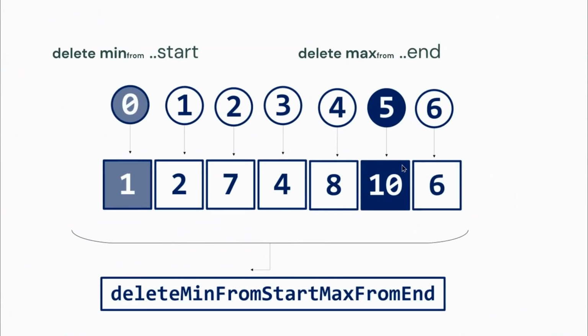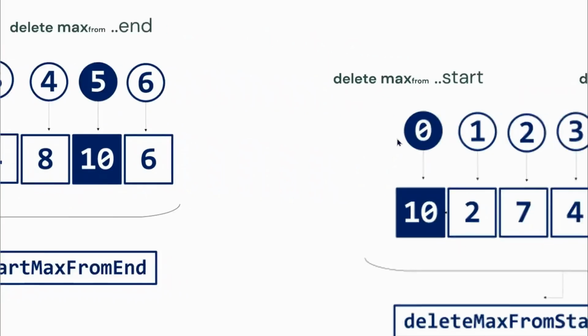Another scenario: minimum from front and maximum from back. That means delete the minimum from the start and the maximum from the end. We can consider this if the minimum is near the start and the maximum is near the end, then remove the minimum from the start and then the maximum from the end.